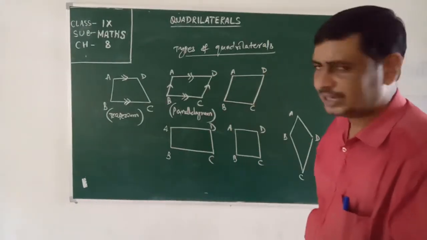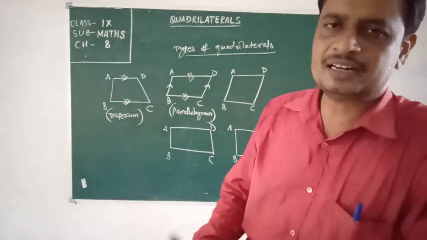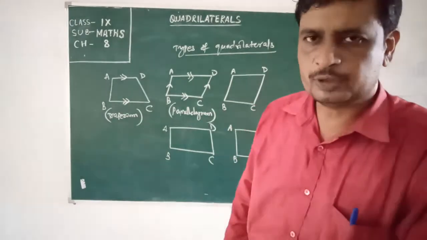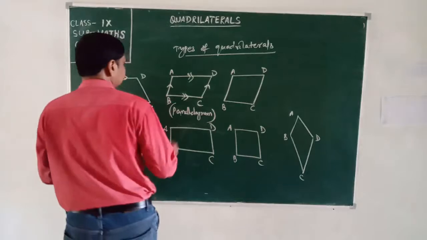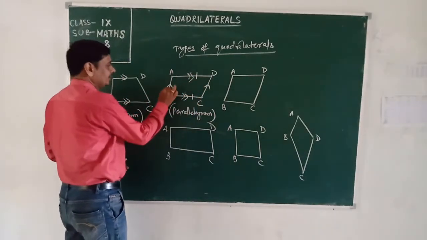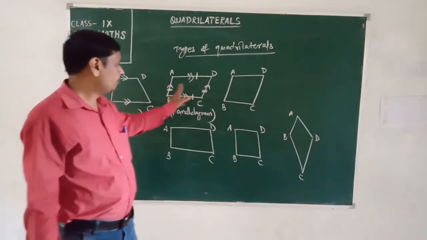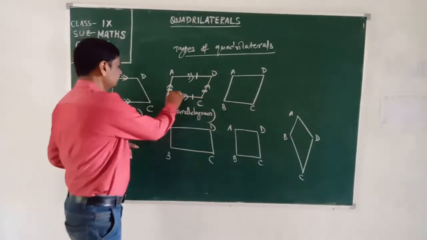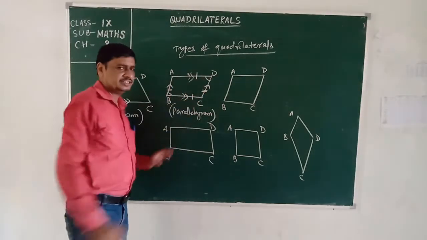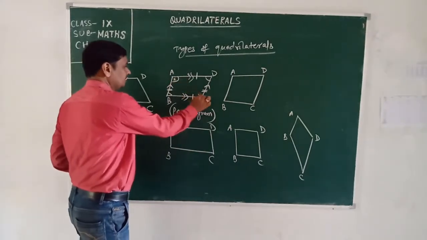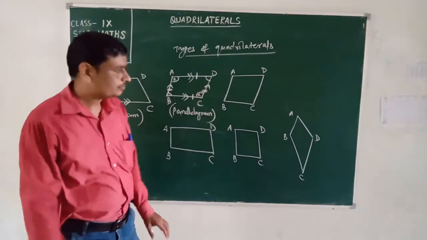In case of parallelogram, both pairs of opposite sides are parallel and also equal in length. These two are equal and these two are also equal. Both the opposite angles are also equal. These two opposite angles are equal and these two opposite angles are equal.